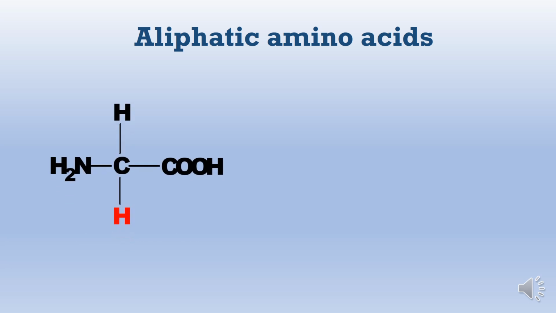Let's start with aliphatic amino acids. Aliphatic means carbon and hydrogen joined together in straight or branched chains without rings. On this, the first amino acid is glycine, the smallest and simplest amino acid. Other names for glycine are glycocoll, glycic acid, and aminoacetic acid. The IUPAC name for glycine is aminoacetic acid.